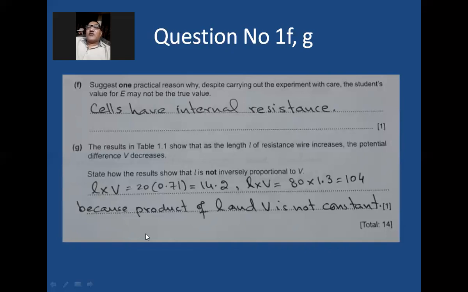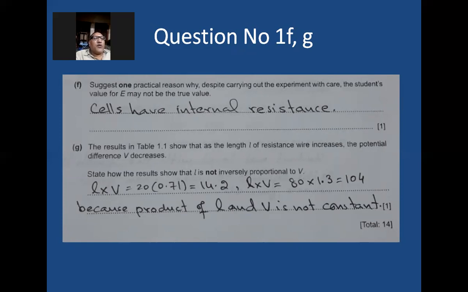Okay, now we move to question number 1 and F part. Suggest one practical reason why, despite carrying out the experiment with care, the student's value for E may not be the true value. You know, cells have some internal resistance in them. Due to that internal resistance, whatever voltage or EMF the manufacturer claims, some of the electric energy is wasted in overcoming the internal resistance. So the actual EMF you get out of the cell is less than what it claims. So cells have internal resistance. That is the reason. The EMF which you actually calculated will be less than the real value, the value which is claimed.